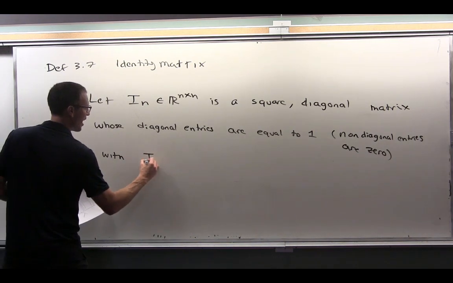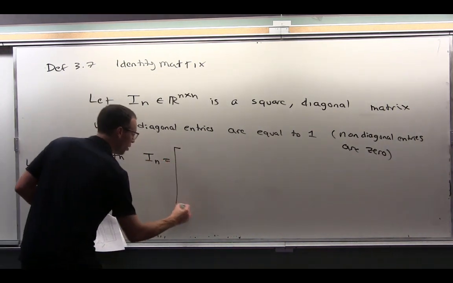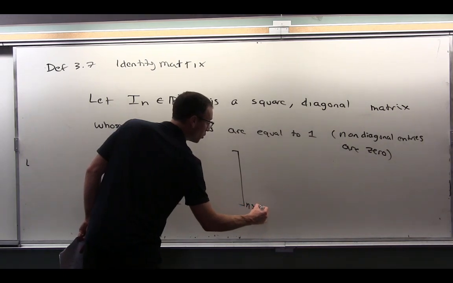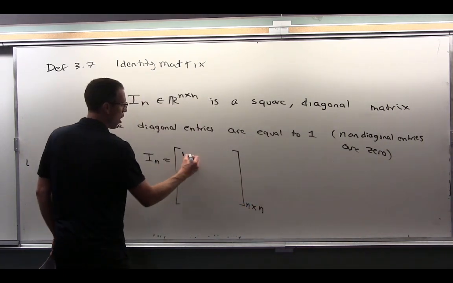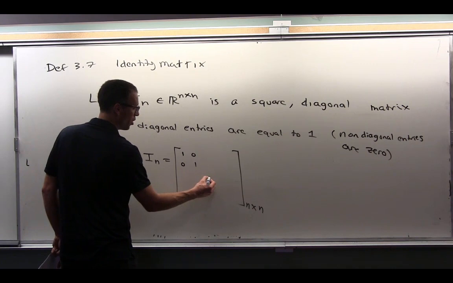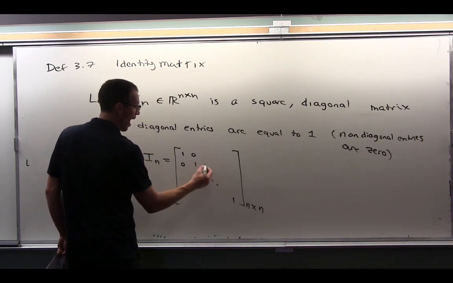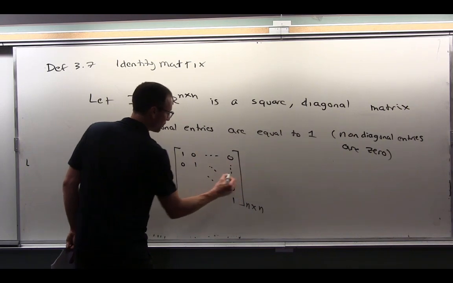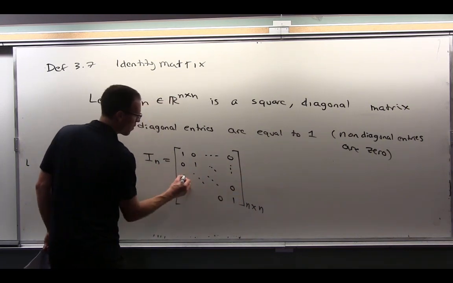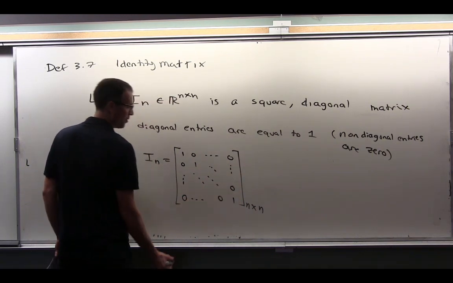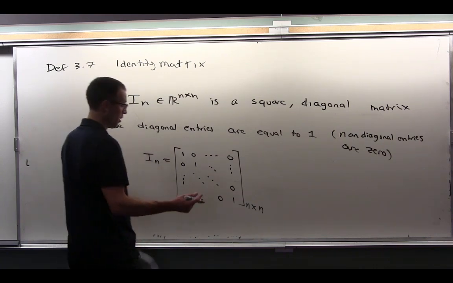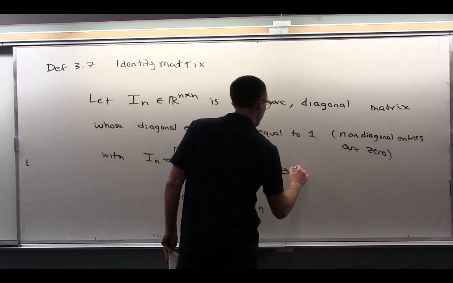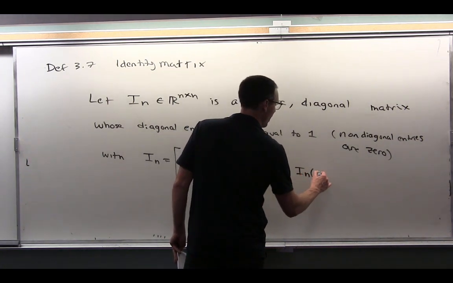So let's go ahead and write I sub n. What does I sub n look like? How many rows, how many columns? n rows, n columns. All the diagonal entries are 1. Everything else in that matrix, aka the non-diagonal entries, are 0. They're all 0.